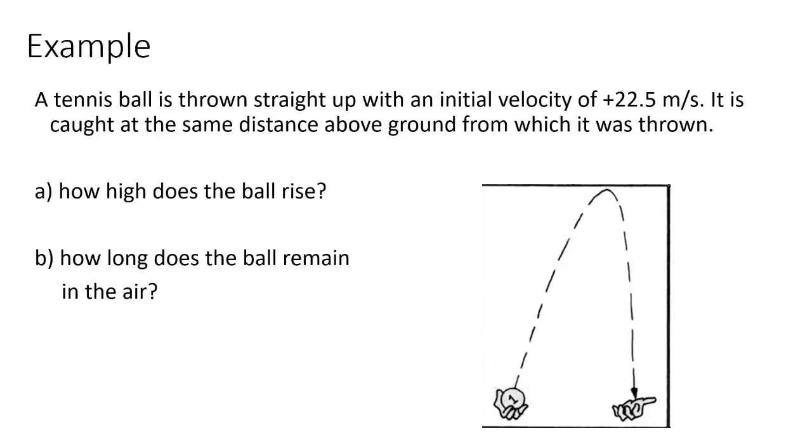Okay, so here's another example. A tennis ball is thrown straight up with an initial velocity of 22.5 meters per second. It's caught at the same distance above ground from which it is thrown. How high does the ball rise? How long does it remain in the air?